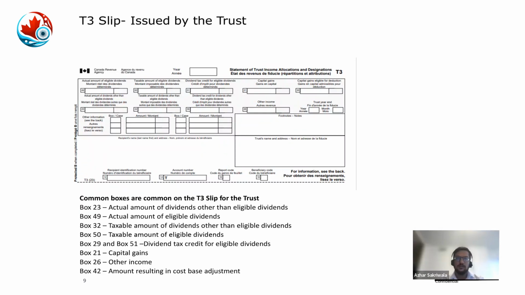Now coming on to the T3 slip. The T3 slip is issued by a trust. It is a relatively simple slip, but it provides a breakdown of any dividends distributed by the trust, whether they are eligible or non-eligible dividends. If there are capital gains distributed, they are shown in a particular box, which is box 21. There is also box 26 for other income, and box 42 provides adjustment to the cost base of the asset.